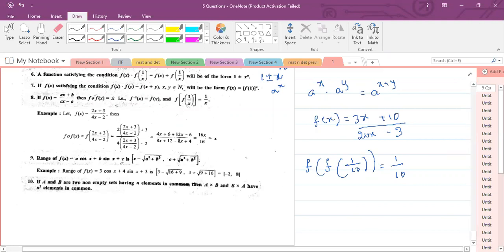Then this minor one: the range of a cos x plus b sin x plus c is c minus the square root of a square plus b square, comma, c plus the square root of a square plus b square. This one will be explained in trigonometry, the maximum and minimum values also. Range means maximum and minimum values itself. So let me move into the sheet problems.